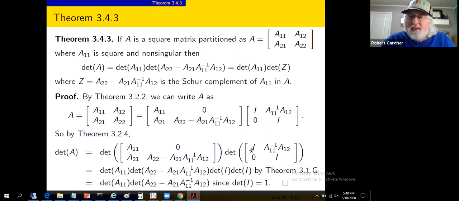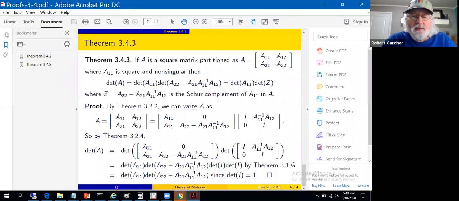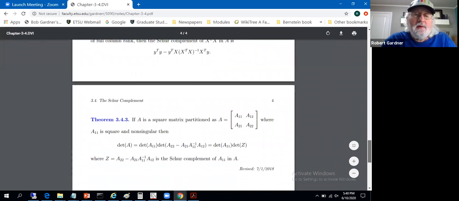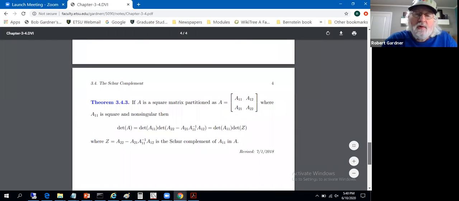I can similarly expand this one out as determinants, but the determinant of the identity is 1. Those disappear. We get the determinant of A is as claimed: determinant of A11 times the determinant of the Schur complement of A11 in this matrix A. And that, let me double check, yeah, and that's the content of section 3.4. So much more reasonable length section to get through.